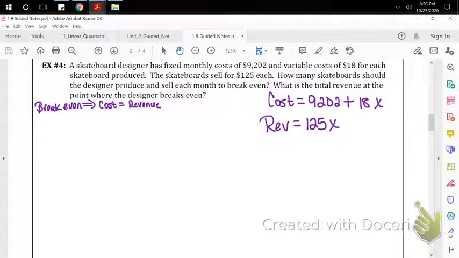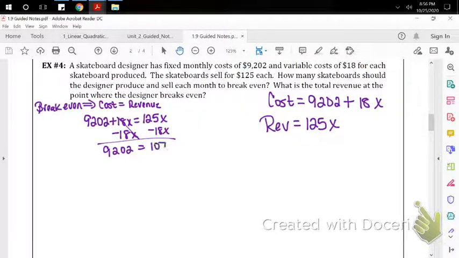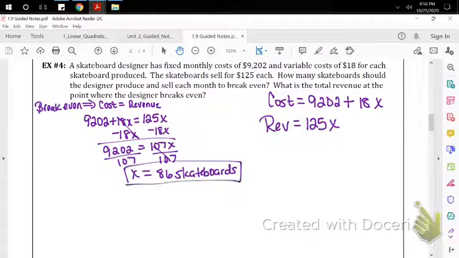So if I want to find that break-even point, I'm going to set those two equal. So 9,202 plus 18x is going to equal 125x. And so let's solve for x. So 9202 divided by 107. And so X is equal to 86 skateboards. So when he sells 86 skateboards, he will break even.